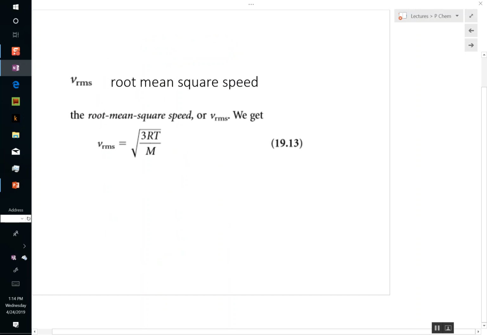Okay, here is the root mean squared. There are 3 speeds that we're interested in: the root mean squared, the most probable speed, and the average speed. There are 3 equations for dealing with these. Root mean squared comes down to this relationship: the square root of 3RT over the mass of the particle.